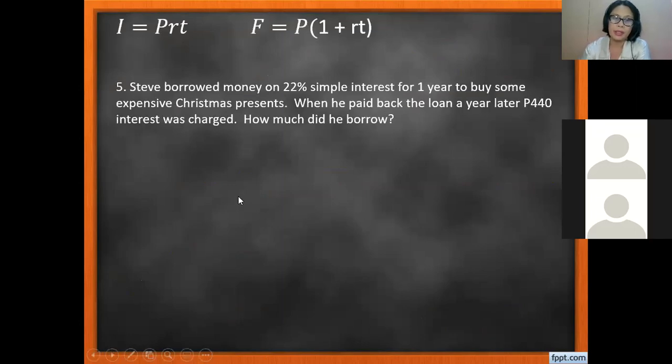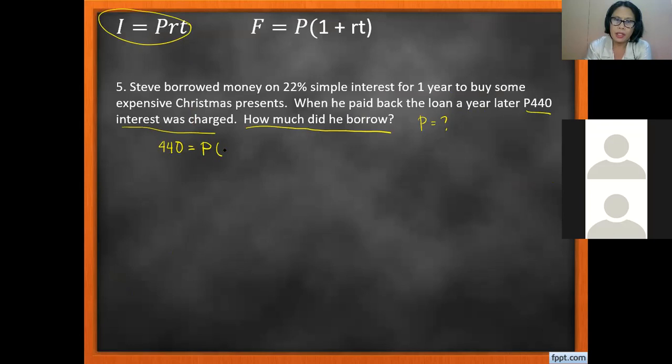So Steve borrowed money on 22% simple interest for 1 year to buy some expensive Christmas presents. When he paid back the loan a year later, 440 interest was charged. How much did he borrow? So here, we're asked on the principal amount. We can still use this formula and solve for the unknown value. The interest, according to the problem, is 440 pesos, so this is our I. And P is missing, so we represent that by P. The rate is 22%, for 1 year. So 440 equals P times 0.22 times 1, which is 0.22P.